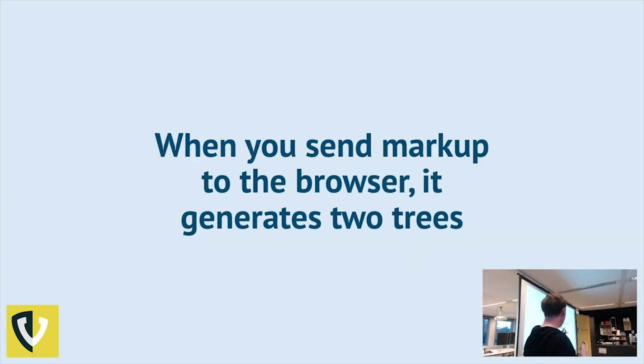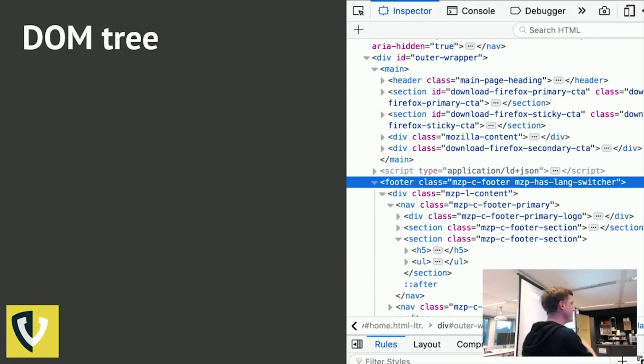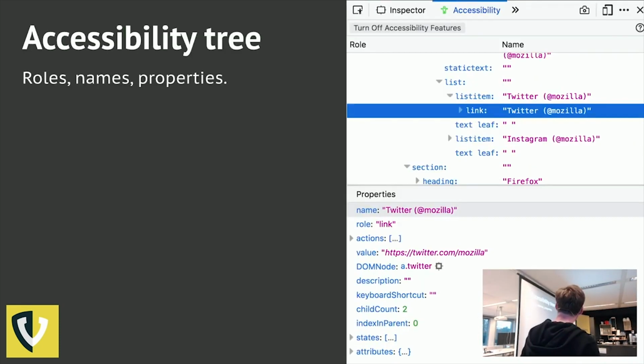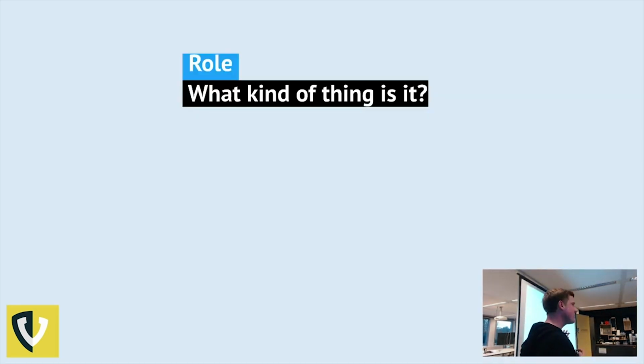So when you send markup to a browser, it's going to generate trees for you. We all know the DOM tree, so you send markup and it generates this tree. Everything in your markup becomes an object, and you have methods and properties and all these sorts of things. We probably all know this, and we work with this every day. But there's also an accessibility tree, and that contains all the accessibility-related information. So it's stuff like roles and names and properties. So a role is what kind of thing something is in the page. So this thing is a button, this thing is a header, this thing is a footer, here's the navigation, all these different things. So this is how we describe what something does in the page.